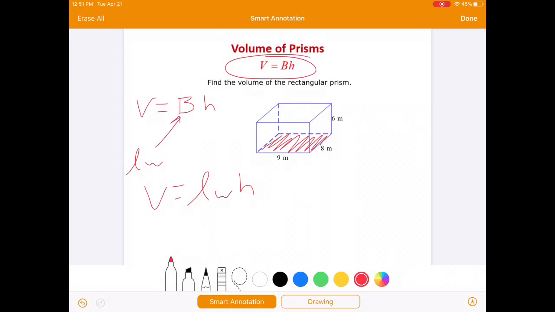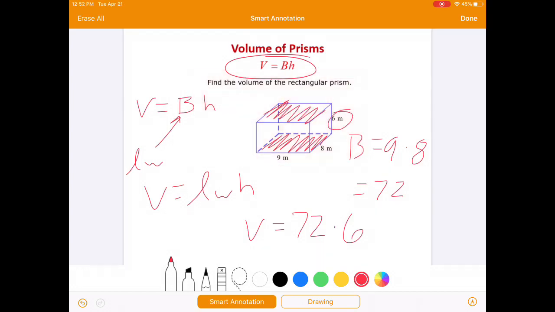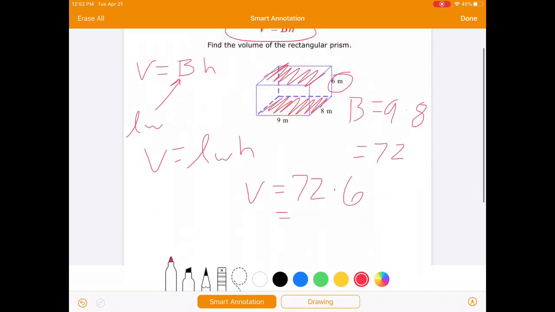So when we do that, the area of the base is 9 times 8, which is 72. All right, and then when we substitute that 72 in for B, the distance between the two bases here, so these would represent the two bases now, the distance between those is 6, so we would take 72 times 6 here. All right, and 72 times 6 gives us 432.